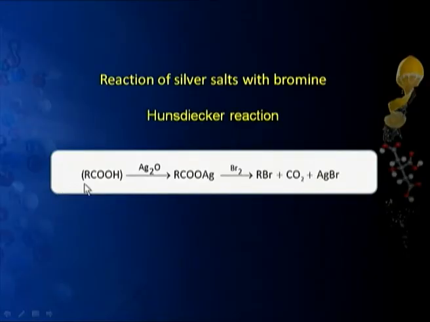Then silver salts of the carboxylic acids also undergo a reaction on treatment with bromine, and that is a name reaction called the Hunsdiecker reaction. A carboxylic acid reacts with silver oxide to form silver carboxylate, that is, the silver salt of the carboxylic acid. The silver salt on treatment with bromine undergoes the loss of carbon dioxide and alkyl bromide is formed. So, this is one specific method for the preparation of alkyl bromide also.